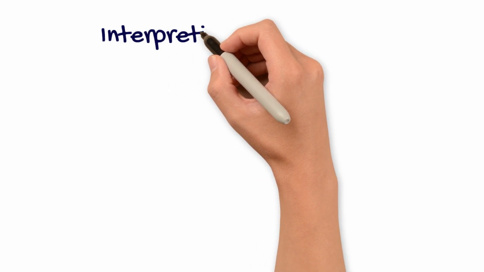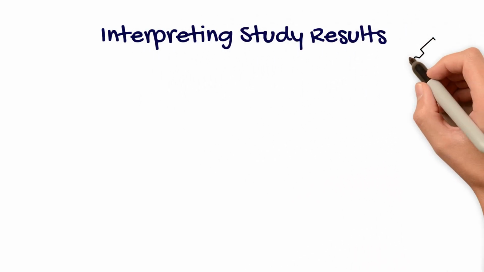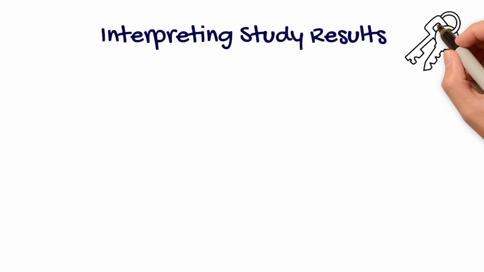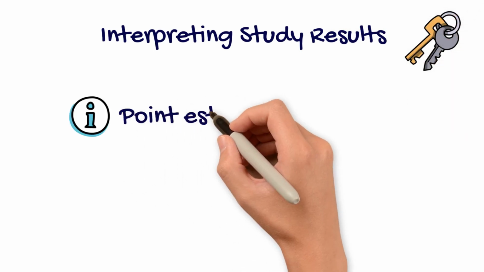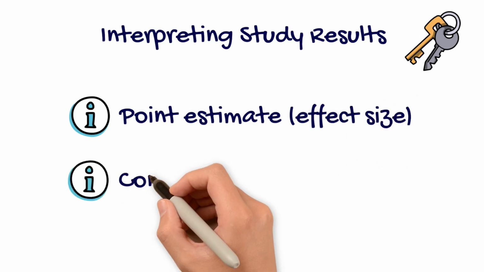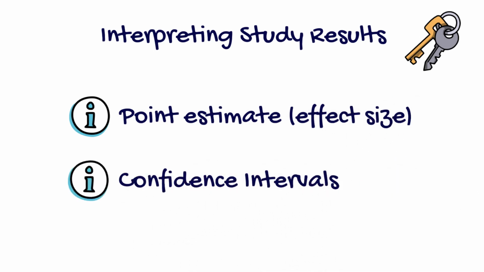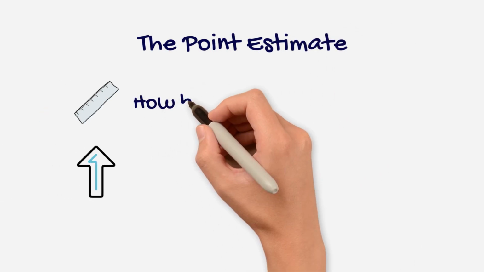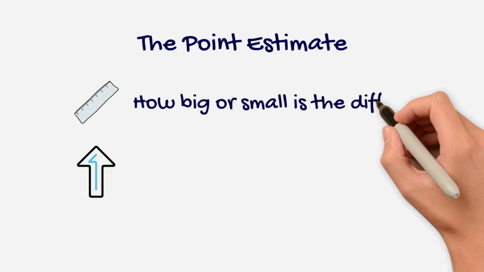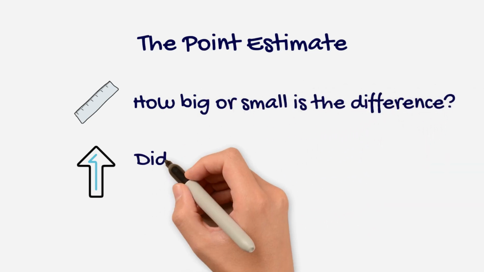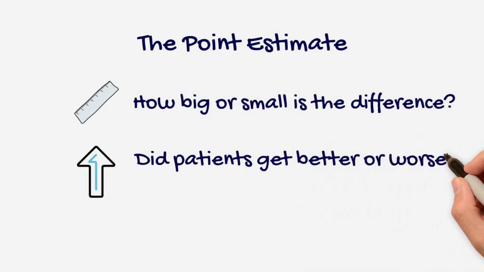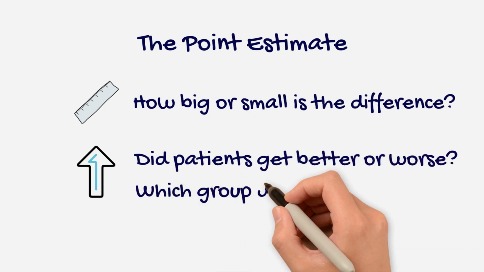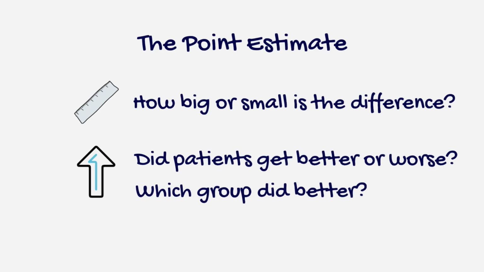In the first video of this two-part series, we discussed how to interpret study results. We introduced two key pieces of information to look for: the point estimate, or effect size, and confidence intervals. Recall that the point estimate tells us about the size and direction of the effect. The size of the effect refers to how much change occurred, or how big or small the difference is between groups. The direction of the effect refers to whether patients improved or worsened, or which group did better.